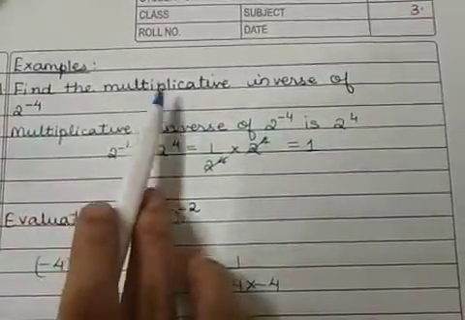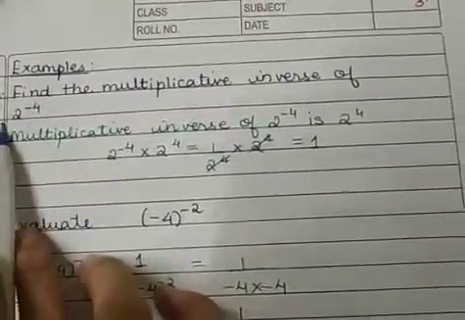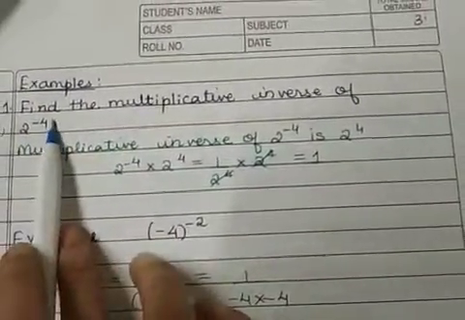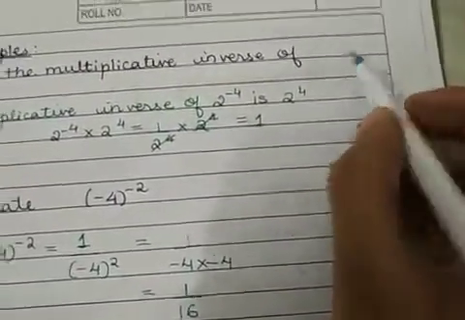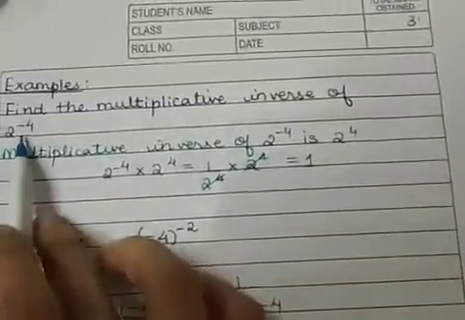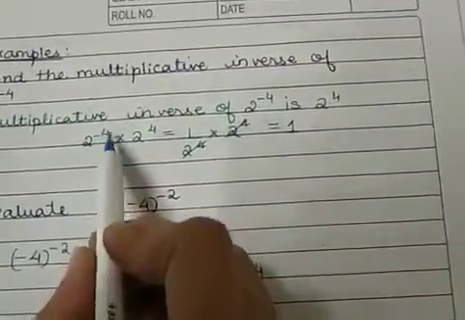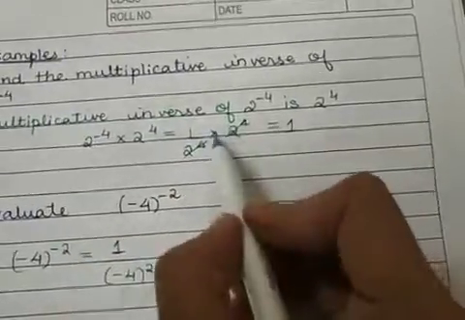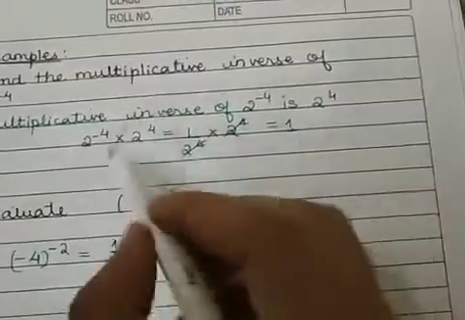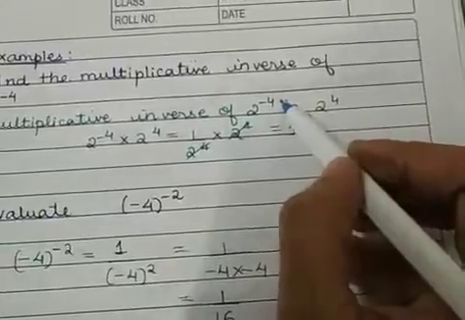Now let us see some examples. Find the multiplicative inverse of 2 raised to minus 4. Now we just now saw that the multiplicative inverse of 2 raised to 4 is 2 raised to minus 4, and the multiplicative inverse of 2 raised to minus 4 is 2 raised to 4. So 2 raised to minus 4 multiplied by 2 raised to 4 is 1 upon 2 raised to 4 multiplied by 2 raised to 4, which is equal to 1. So it is confirmed that 2 raised to 4 is the multiplicative inverse of 2 raised to minus 4.